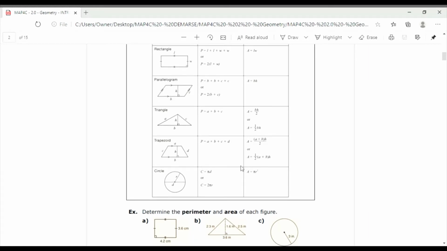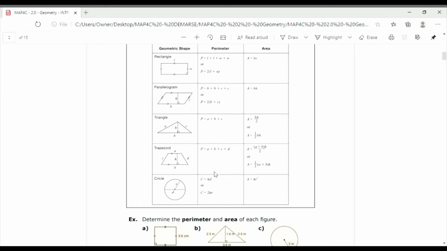Lastly, a circle. Now a circle is different because it doesn't have straight edge sides. It's the curved circumference. Instead of P for perimeter, we use the uppercase C. The perimeter of a circle we call the circumference. And the circumference of a circle is given by the formula pi times d.